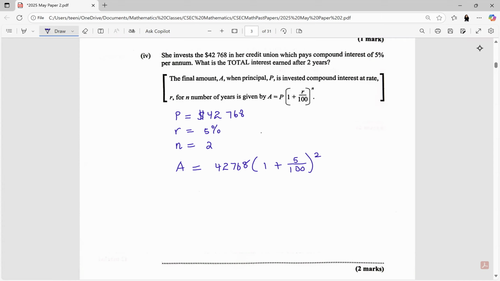All right? So type that in on your calculator. Here's what you're doing. Are you all seeing there's a key on your calculator that has x to the power of 2 like that? That's the square. That's how you square a number, by just pressing the number and then pressing that key. So you could type this in exactly as is on your calculator: 42768, open brackets, 1 plus 5 over 100, close brackets, square sign, and then press equal.